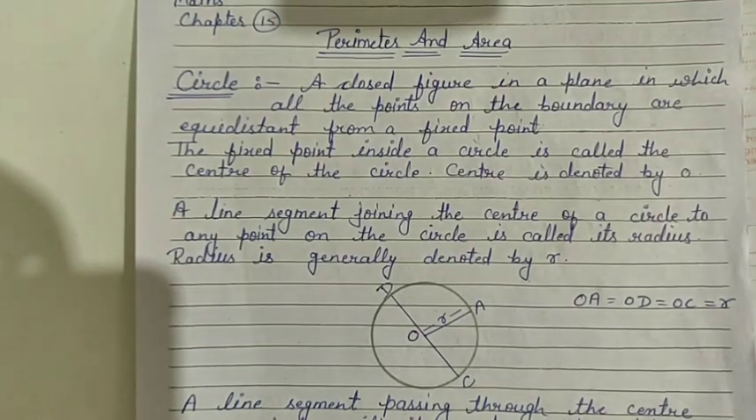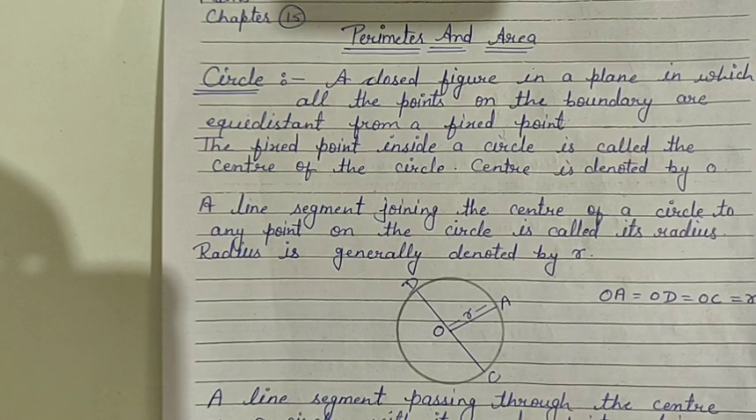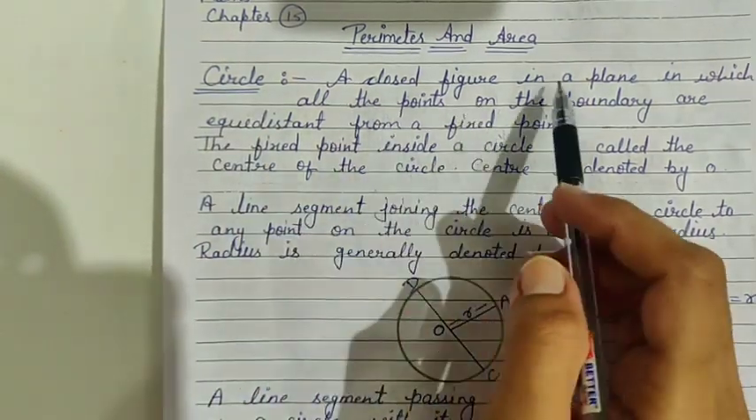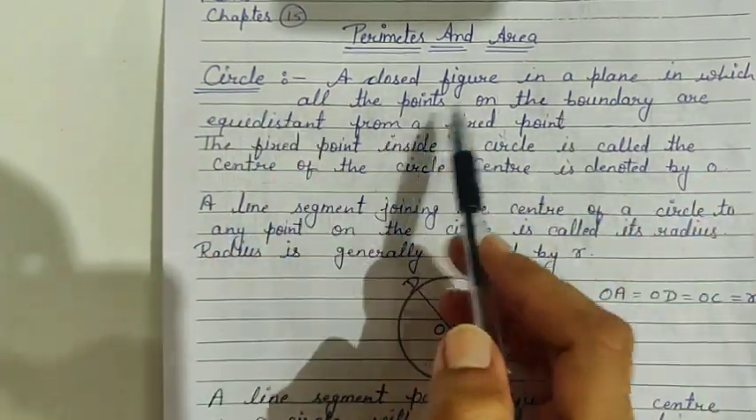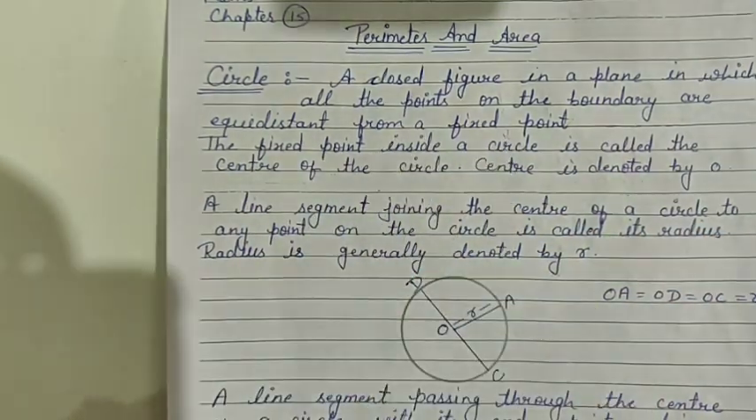Hello students, we were doing our chapter perimeter and area, and in this part we will do perimeter and area of a circle. So firstly, circle. A closed figure in a plane in which all the points on the boundary are equidistant from a fixed point.